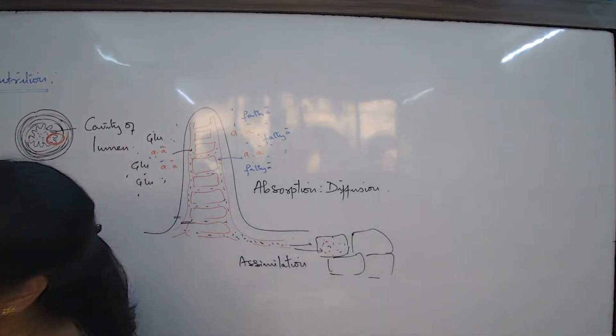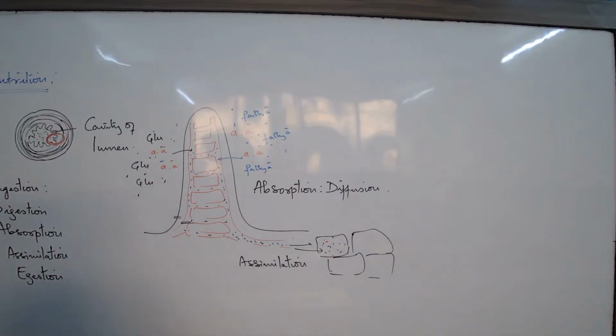Because saliva contains only salivary amylase, which can break down starch. It does not have any protein digesting enzyme. It does not have any fat digesting enzyme. So that's the reason only carbohydrate digestion happens in the mouth.